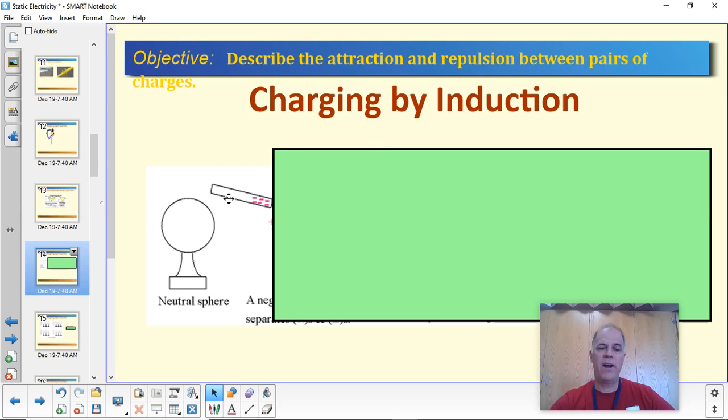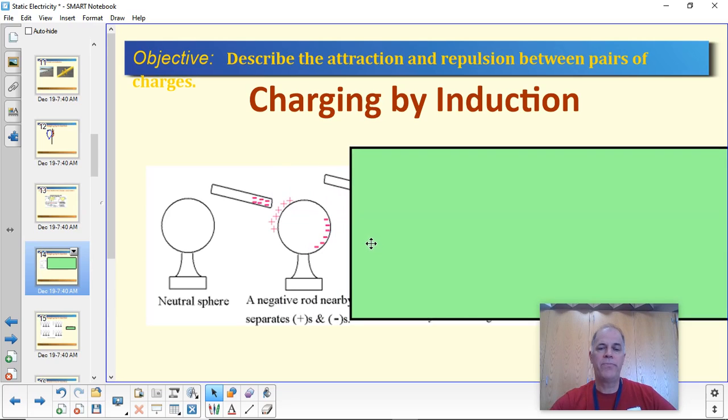Anyway, so in this case here, we have a neutral sphere, and we're going to have a negatively charged rod which comes in close to it. Now, I want you to predict what's going to happen to the neutral sphere when we bring this negatively charged rod into the neighborhood. We're not going to touch the sphere. We're just going to bring it close by. Okay? So think about it for a moment.